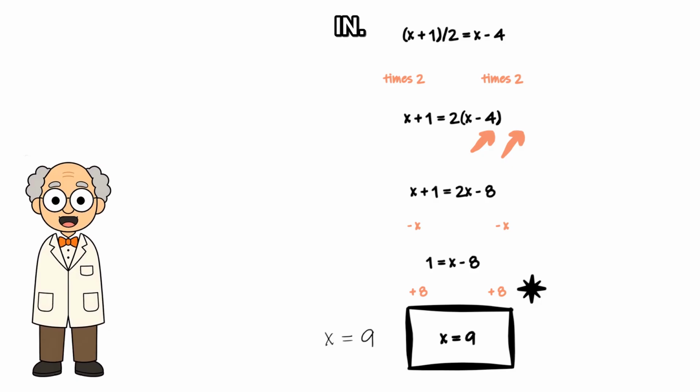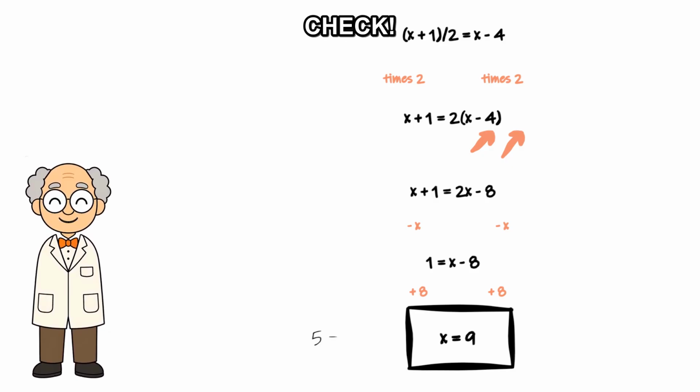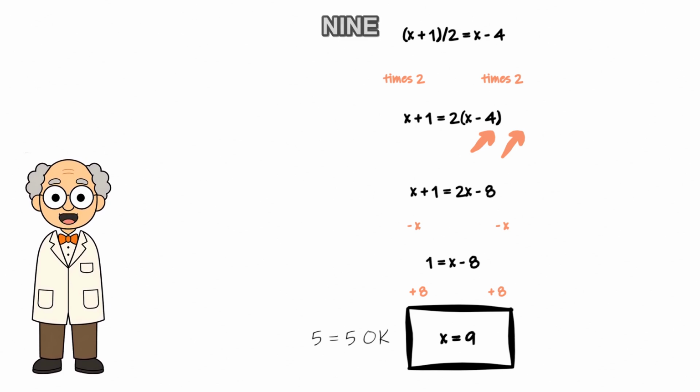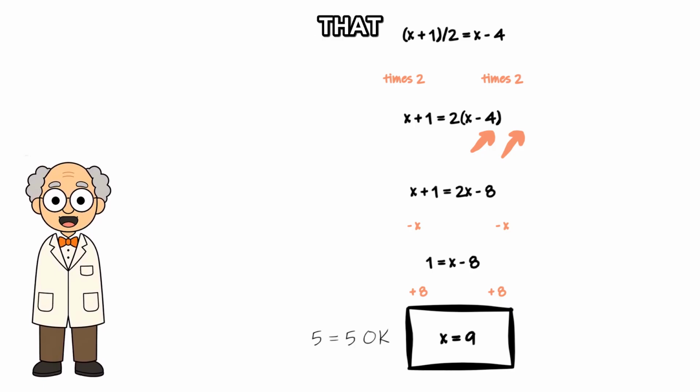Box it in. Check. X is 9. 9 plus 1 is 10, and 10 over 2 is 5. Other side, 9 minus 4, also 5. Balanced. Clear. Pop. Herd. Peel. That is the entire toolkit in one equation.